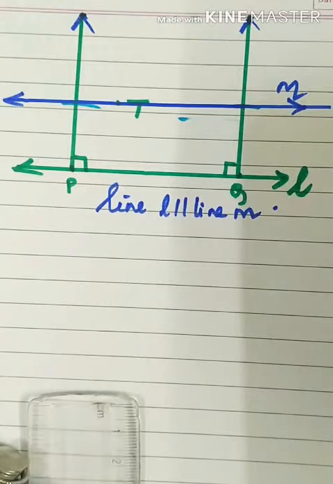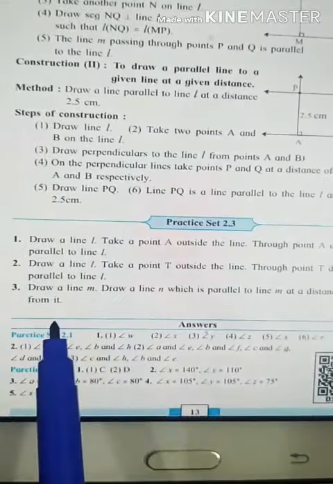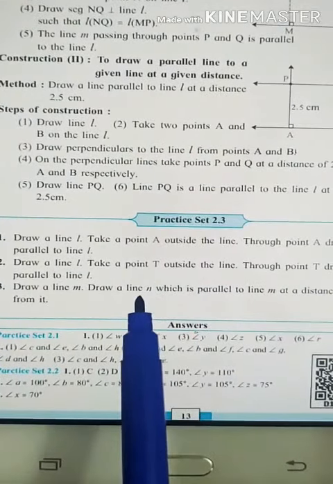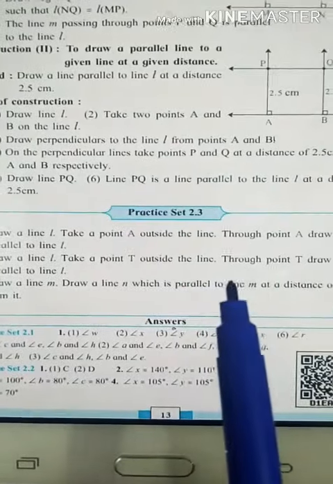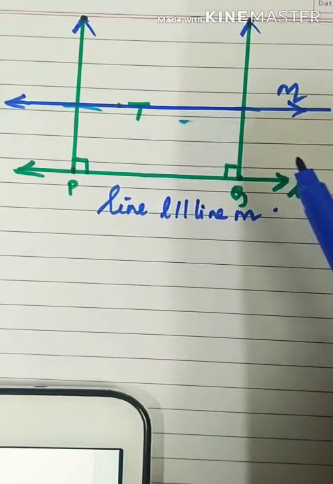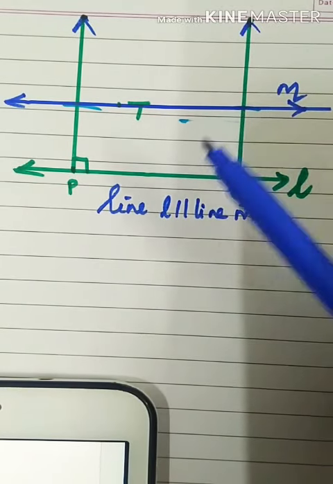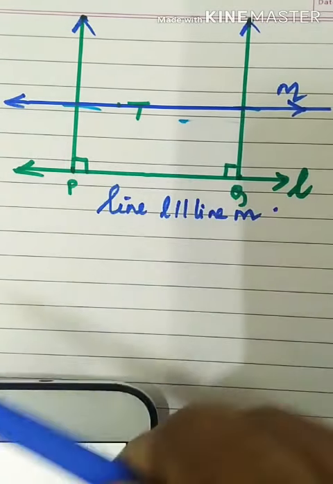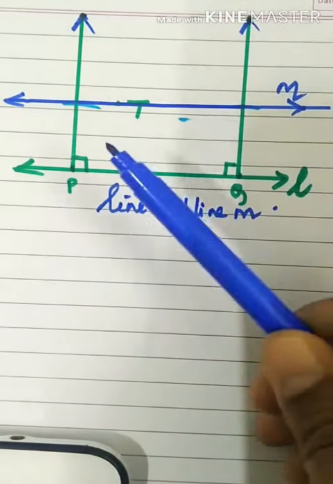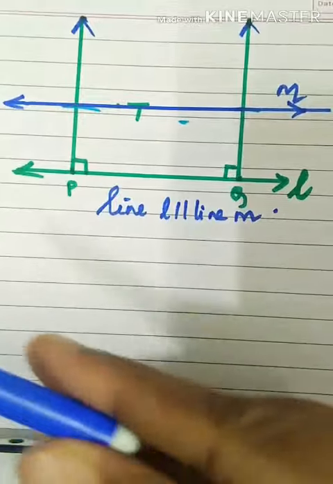Now we will do the third sum. Now the third sum goes this way. Draw a line M, draw a line N which is parallel to line M at a distance of 4 cm from it. So we have to draw a line M, draw a line N which is parallel to this line, but the distance of that line should be 4 cm. We will do by this method, the compass protractor method. Okay, so let's start.